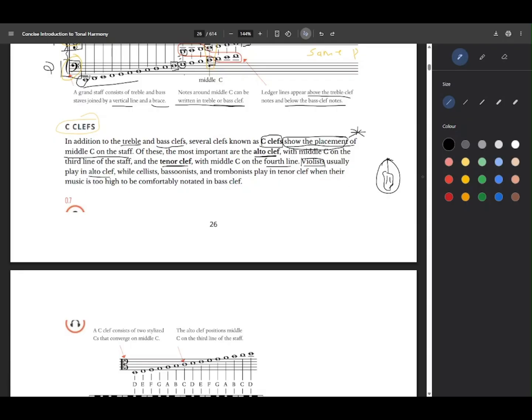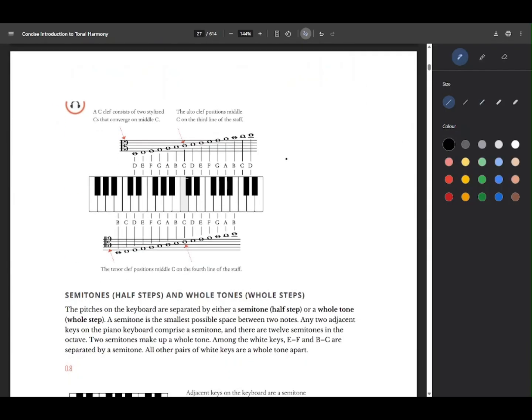So a lot of underlining there, but the main things that you want to know are the placement of middle C on the staff in alto clef and the tenor clef. Those are our most important. All right, let's move down to this complicated jargon here.